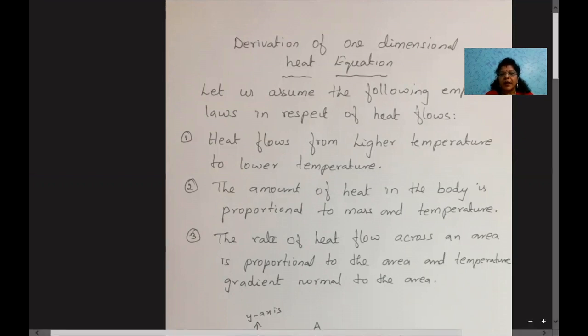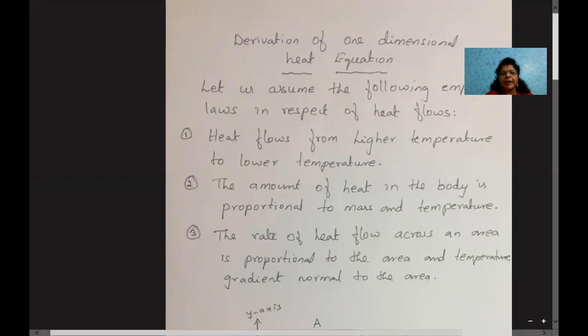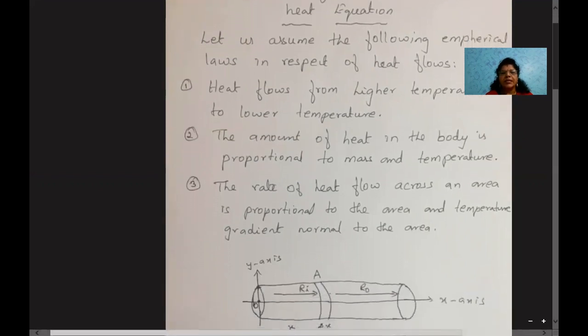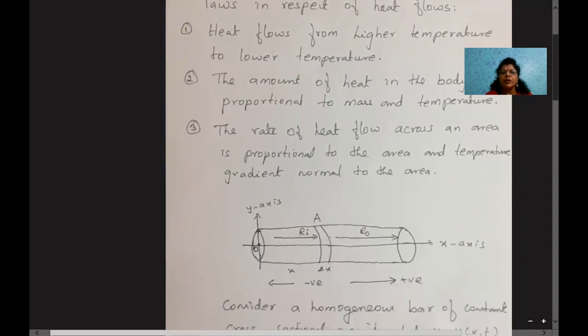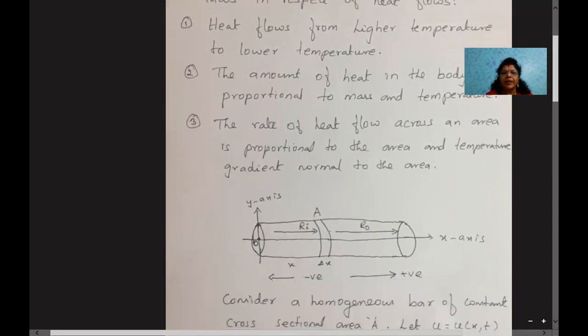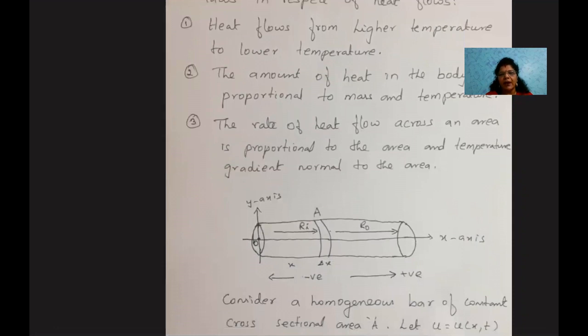The first one is that heat flows from higher temperature to lower temperature. The second empirical law is that the amount of heat in the body is proportional to mass and temperature. The third one is that the rate of heat flow across an area is proportional to the area and the temperature gradient normal to the area. These three are the empirical laws we are going to use in deriving the one-dimensional heat equation, which you have already studied in your physics.